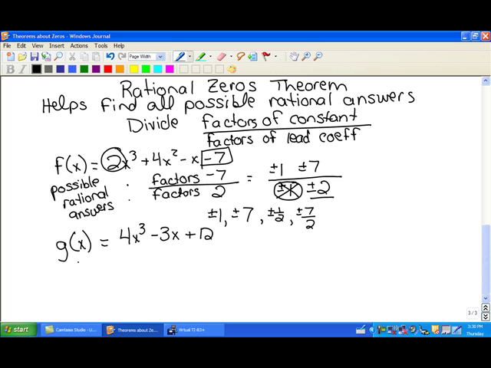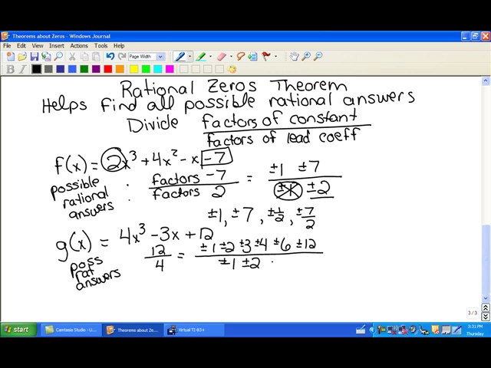Taking another example, let's look at the function g of x equals 4x cubed minus 3x plus 12. To find the possible rational answers, you take the factors of the constant divided by the factors of the lead coefficient. So in this case, we're going to need the factors of 12 divided by the factors of 4. List out your factors. 12 is plus or minus 1 times 12, plus or minus 2 times plus or minus 6, plus or minus 3 times plus or minus 4. The factors of 4 are plus or minus 1, plus or minus 2, and plus or minus 4.